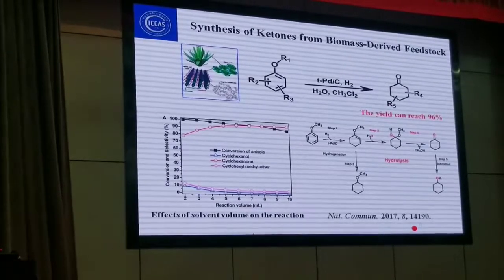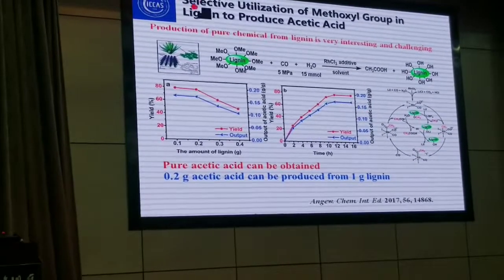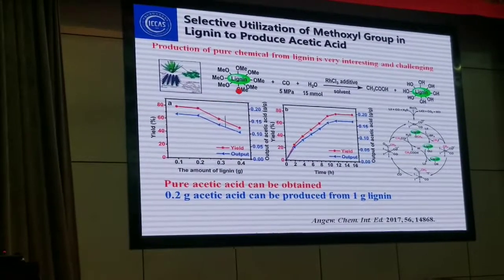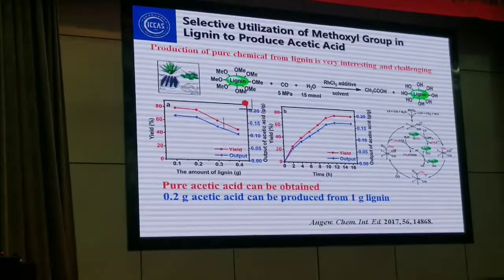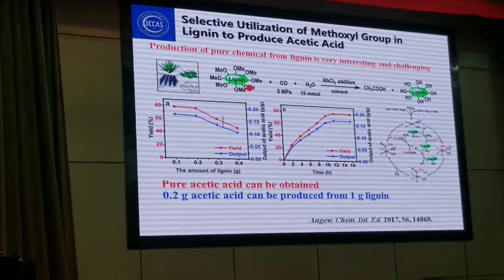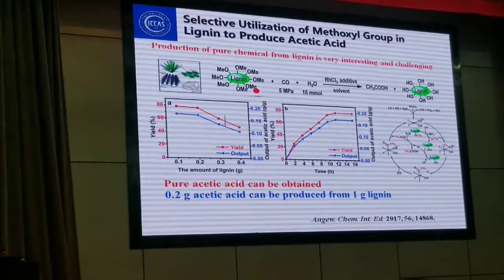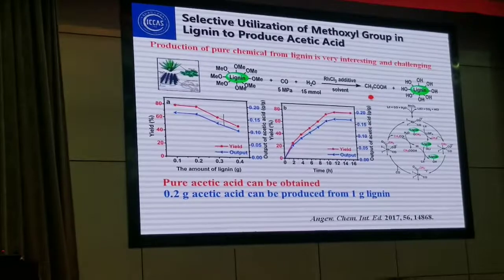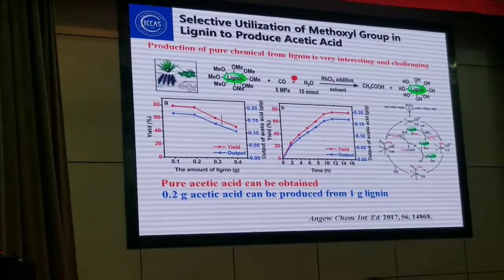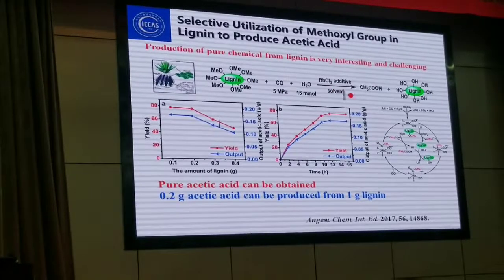Here we propose some mechanism, and also we know lignin is a very complex polymer. We and other people have done a lot of work on depolymerization of lignin. Then we got a number of chemicals, and we have to separate them. If we can selectively change some group in the lignin into pure chemicals, then we can get pure chemicals from lignin. We proposed this idea, and we found that this catalytic system is efficient for this.